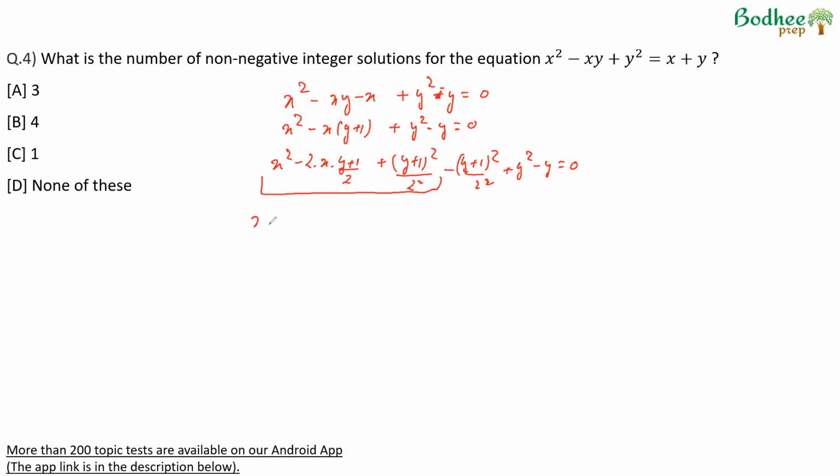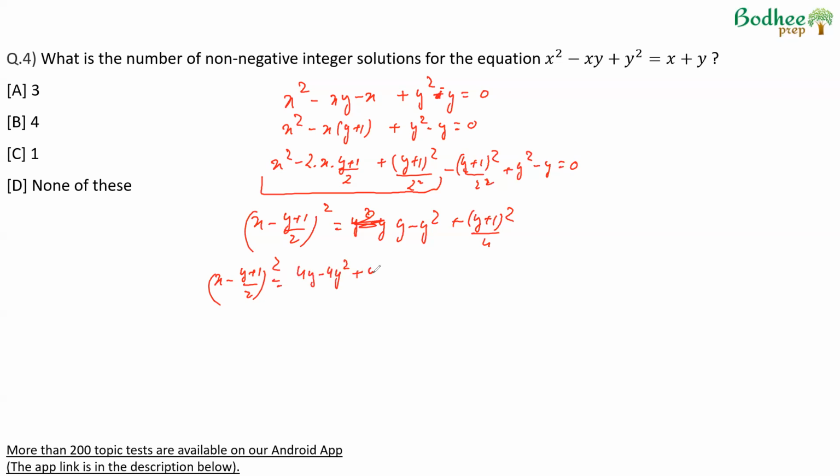This becomes the square of x. So (x minus (y plus 1) by 2) whole square is equal to y square minus y minus y square plus y plus 1 whole square by 4, which means (x minus (y plus 1) by 2) whole squared is equal to 4y minus 4y square plus y square plus 1 plus 2y upon 4, which means (x minus (y plus 1)) whole square is equal to this is 4y plus 2y plus 1 plus 6y minus 3y square plus 1 upon 4.